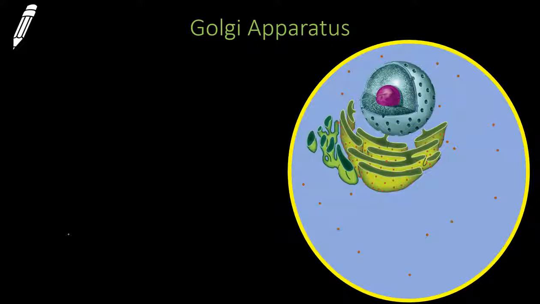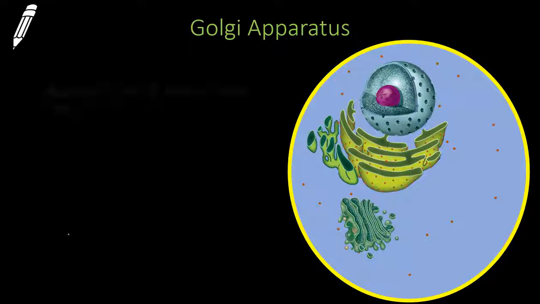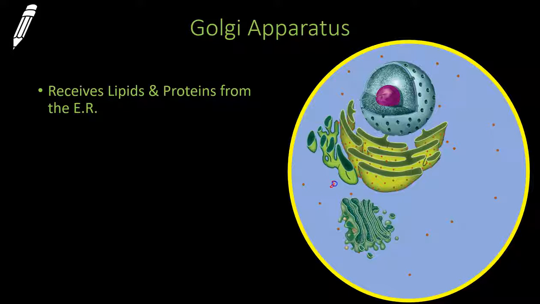So the Golgi apparatus. The Golgi apparatus looks like flat stacks, okay? And what the Golgi apparatus does is receive proteins and lipids from the ER. So let's say there's a protein that's made. That's my protein. This protein that's made from the rough ER is going to go to the Golgi apparatus.